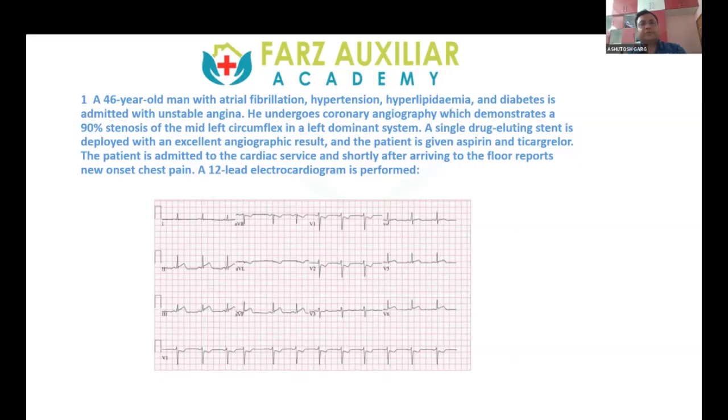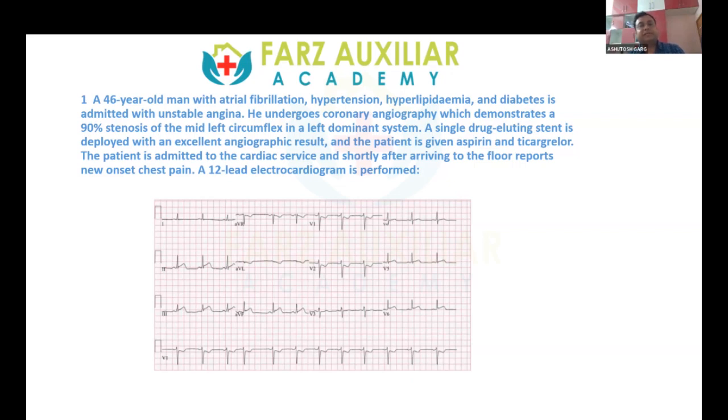So today, a very important topic for EDIC Part 1 is acute coronary care. A 46-year-old man with atrial fibrillation, hypertension, hyperlipidemia, and diabetes is admitted with unstable angina. He undergoes coronary angiography, which demonstrated 90% stenosis of mid-left circumflex in a left dominant system. A single drug-eluting stent is deployed with an excellent angiographic result, and the patient is given aspirin and ticagrelor. The patient is admitted to cardiac services and shortly after arriving to the floor reports new onset chest pain.